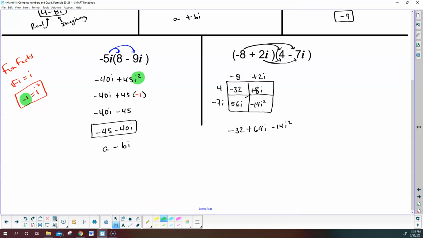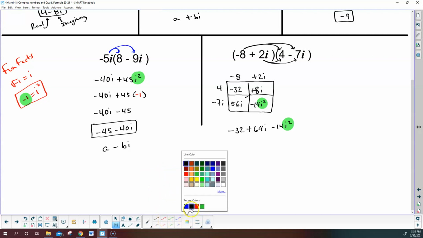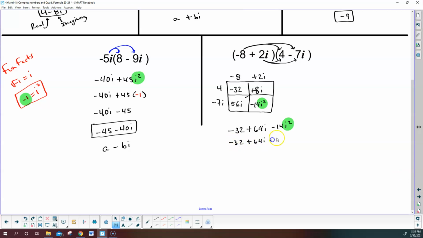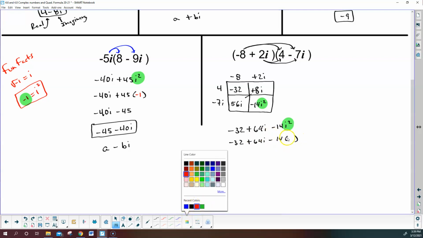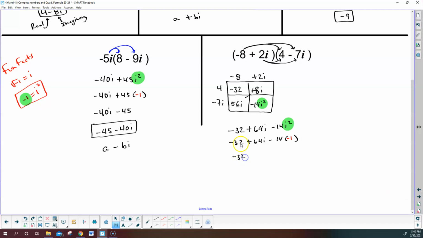Well, I still have that same issue I had here. When I create the i squared, we're going to replace the i squared with negative 1. And again, if you recognize areas that you can save some time, you do not have to show all of the work that I'm showing. I'm just trying to visually give you guys an idea of what's going on. We're going to replace i squared with negative 1. And then I have negative 32.